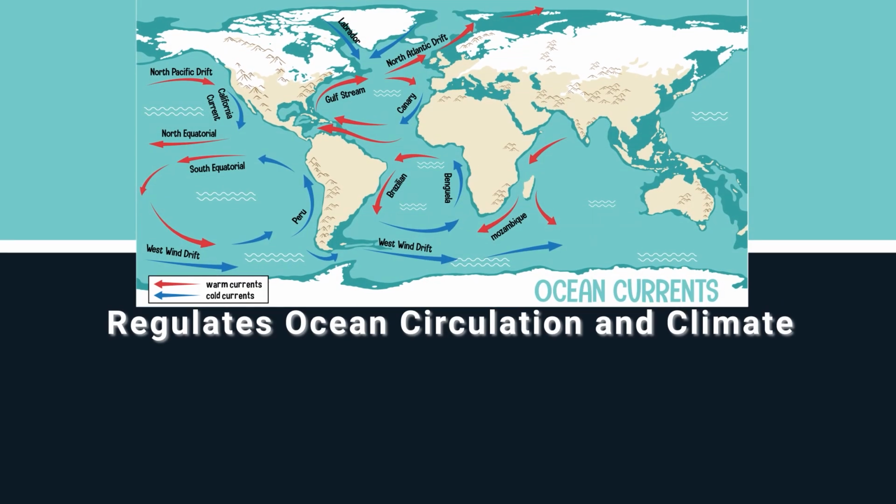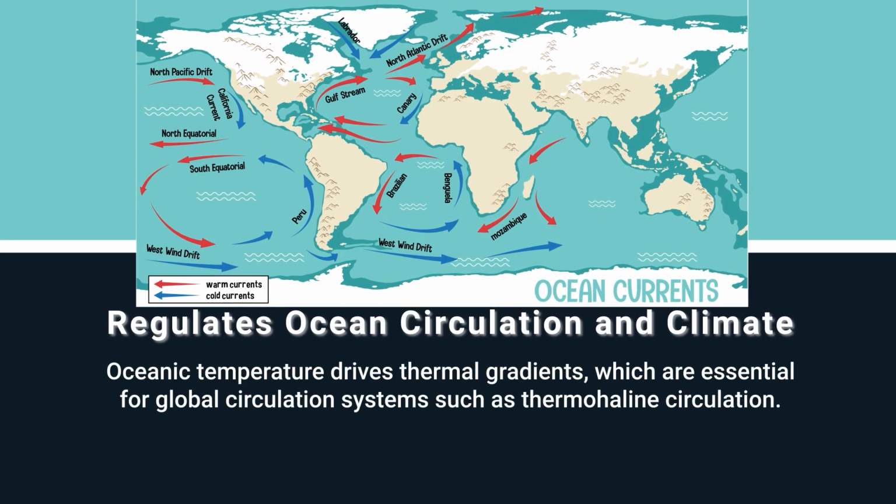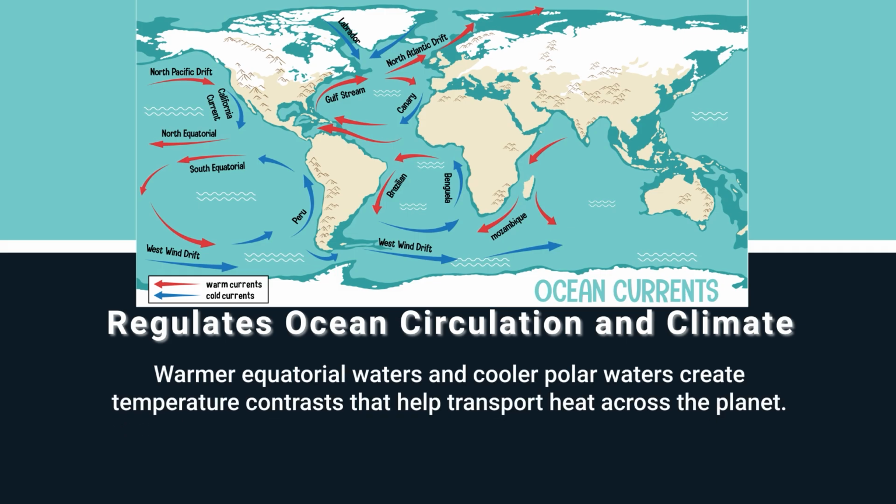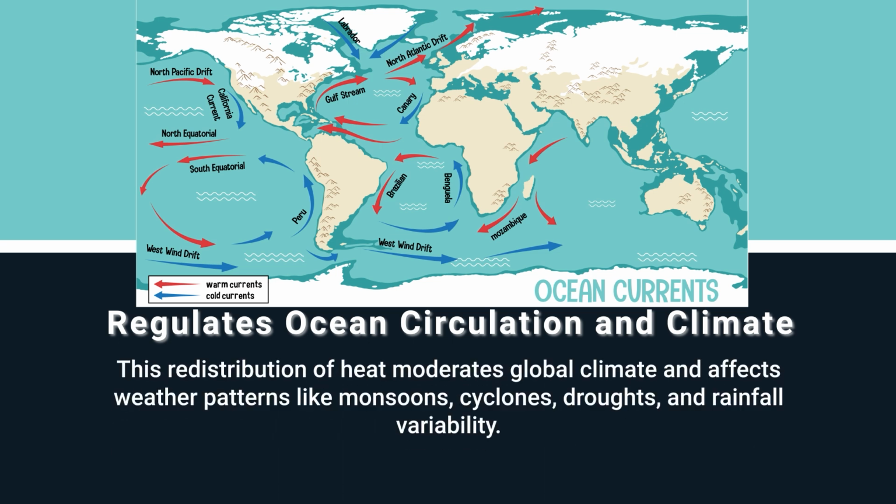Due to ocean temperature, oceanic circulation and climate is also affected. Ocean temperature drives the thermal gradients which are essential for global circulation systems, that is thermohaline circulation. Warmer equatorial waters and cooler polar waters create temperature contrasts that help transport heat across the planet. This redistribution of heat moderates global climates and affects the weather patterns like monsoons, cyclones, droughts, and rainfall variability.